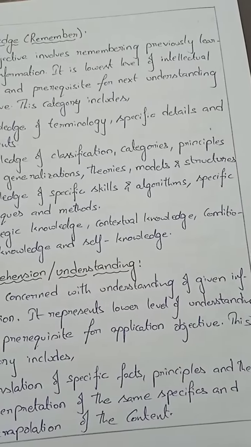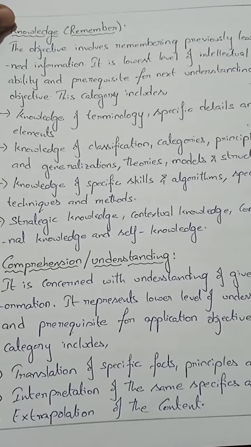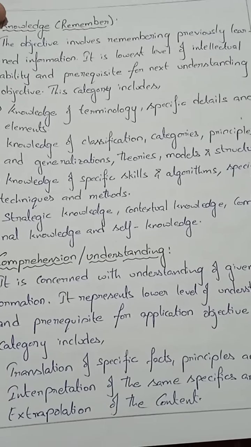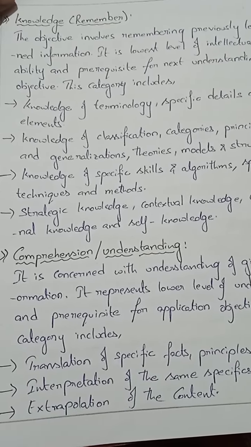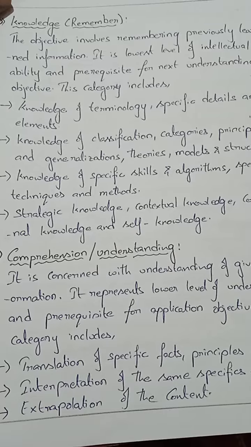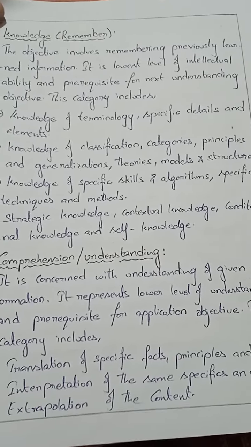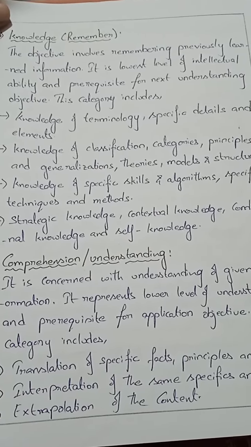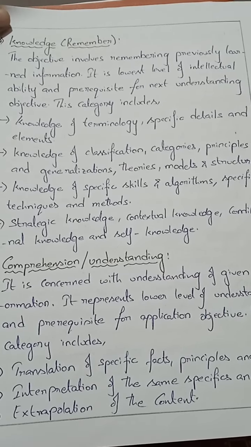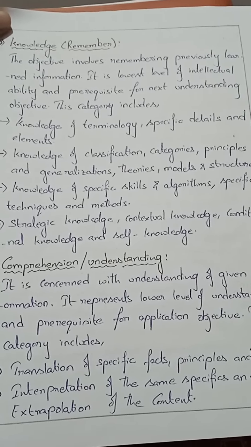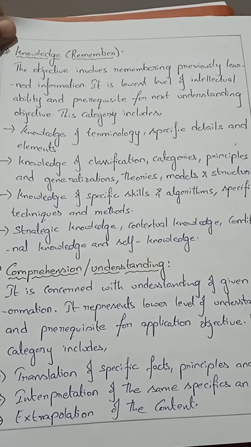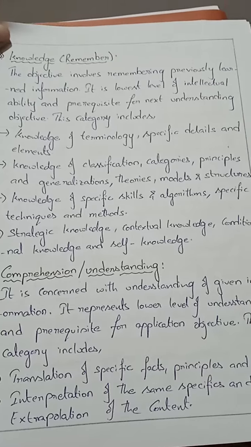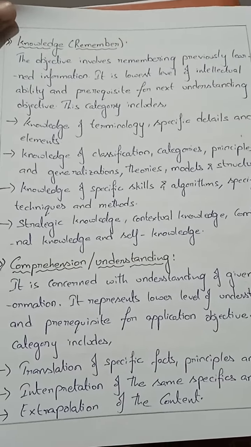Here, knowledge, or remembering, involves remembering previously learned information. It is the lowest level of intellectual ability and a prerequisite for the next, understanding objectives. This category includes knowledge of terminology, specific details and elements, knowledge of classification, categories, principles and generalizations, theories, models and structures, knowledge of specific skills and algorithms, specific techniques and methods, strategic knowledge, conceptual knowledge, conditional knowledge, and self knowledge.